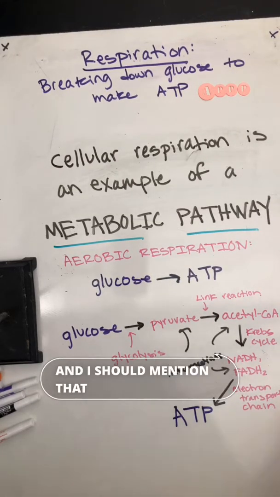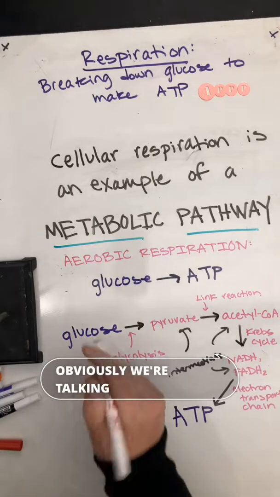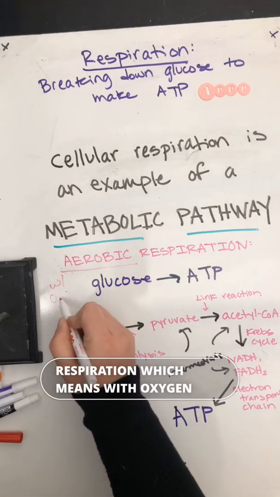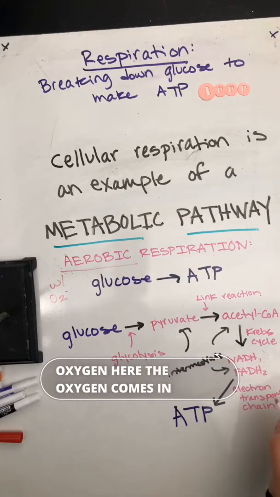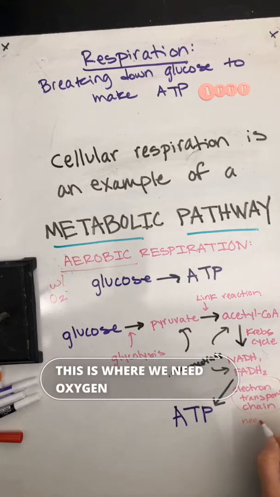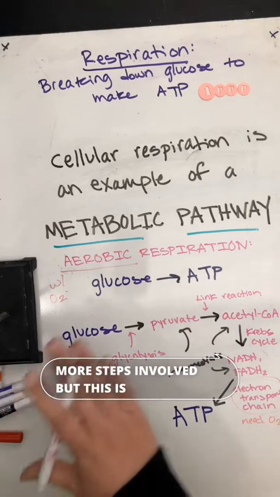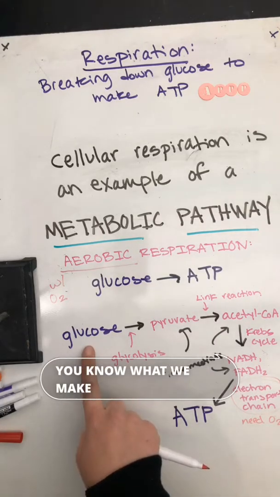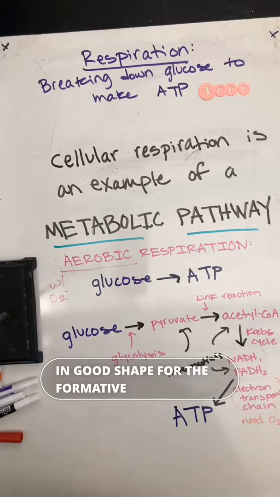And I should mention that this schematic I made is an oversimplification. Obviously, we're talking about aerobic respiration, which means with oxygen, but I didn't show any oxygen here. The oxygen comes in here. This is where we need oxygen. So there are more steps involved, but this is a really good place to start. If you know what we make in each, or what we need to put in for each step and what comes out, you will be in good shape for our formative on Friday.